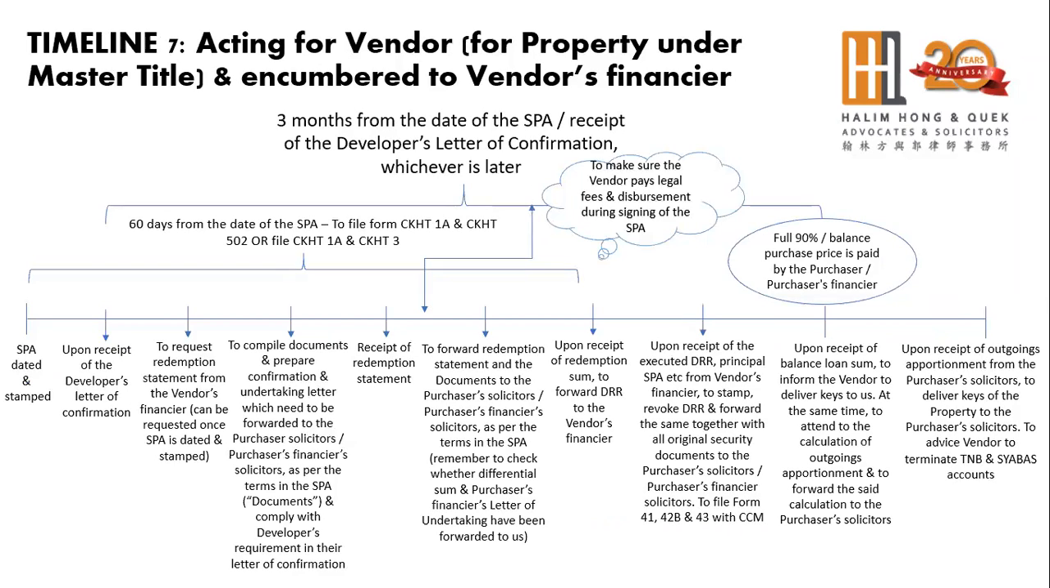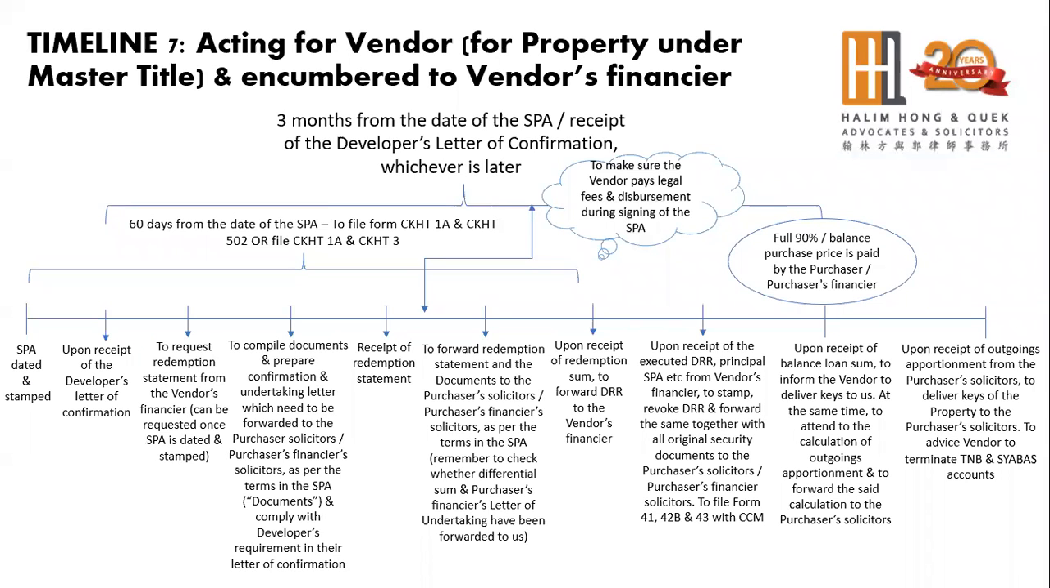Okay. The other one is master title. Okay, so master title, right? Okay, assuming the completion period is 3 months, standard 3 months. So after you date and stamp the SPA, it doesn't mean that the 3 months has commenced. So the 3 months can be either from the date of the SPA or from the date you obtain the developer's confirmation, whichever is later.